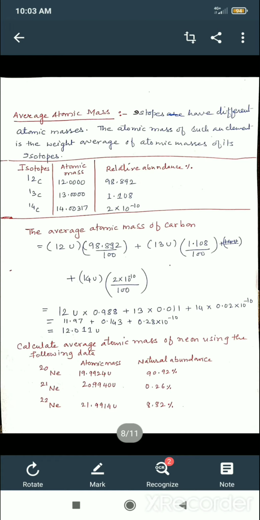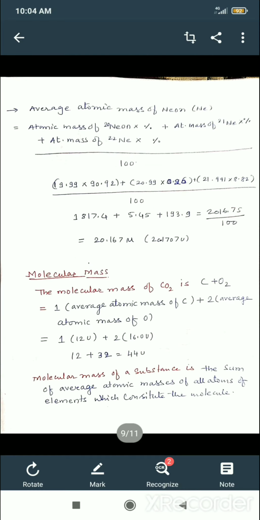Then in the next part we completed the average atomic mass of neon, in which the atomic masses of 20 neon, 21 neon and 22 neon are provided. Then the natural abundance of 20 neon is 90%, 21 neon is 0.26% and 22 neon is 8.82%. This is provided to do the problem. So we have calculated the average atomic mass of neon.